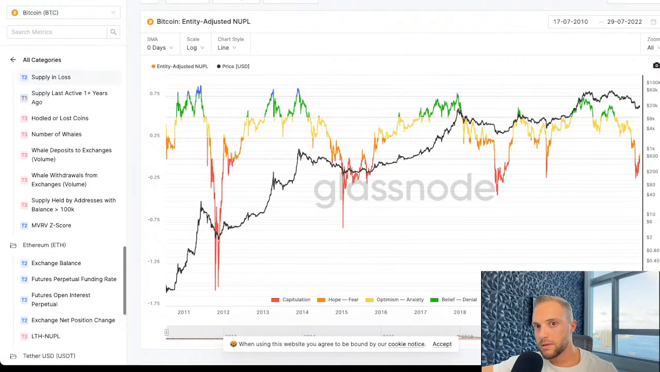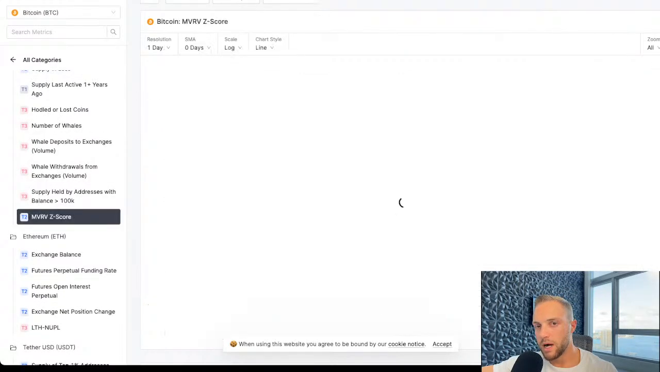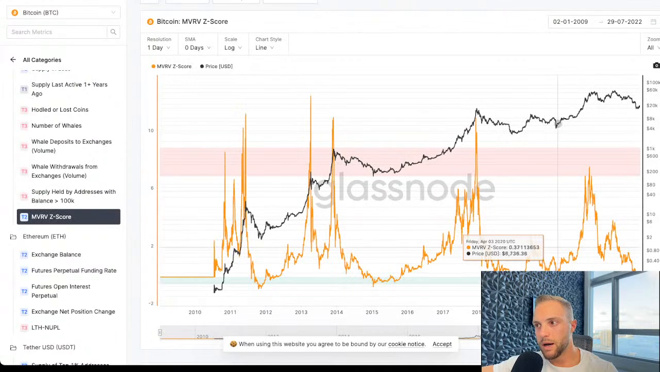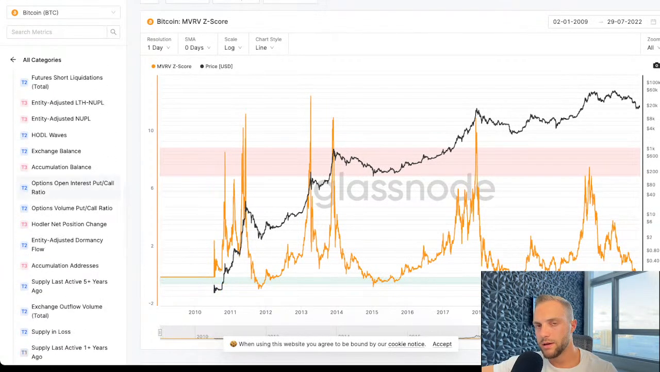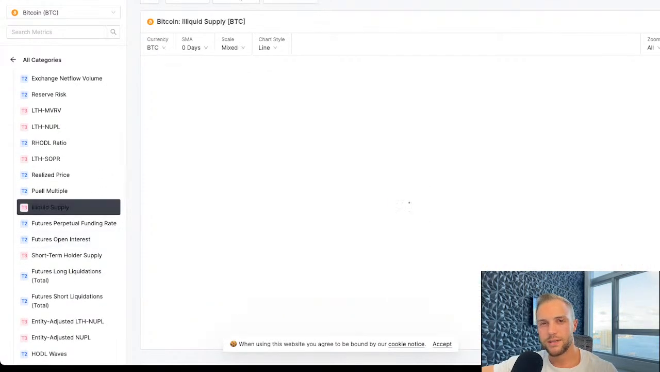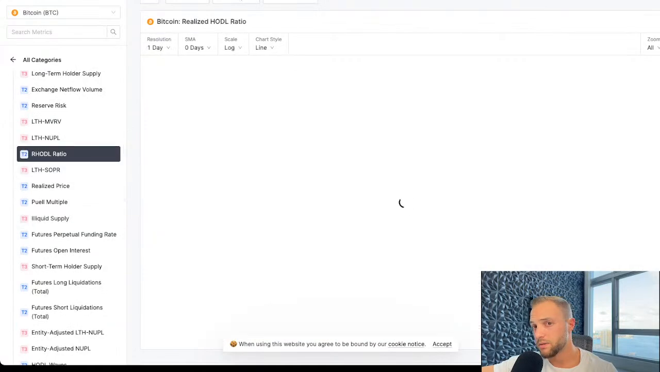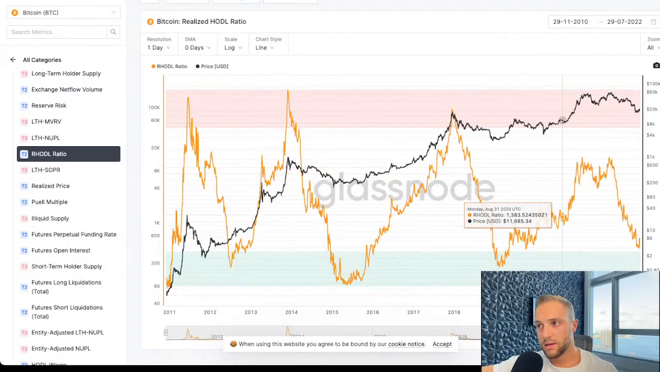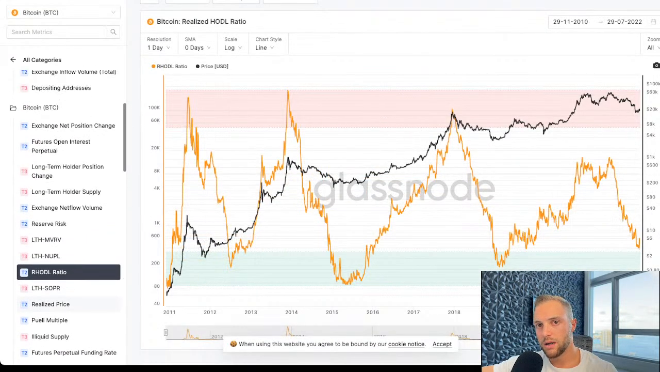What else do we want to look at? Z-score, which is probably my favorite bottoming indicator. It showed us in the buy zone here. And there's a few other things that I'll look at as well, like the R-HODL ratio came really, really close. Not all the way there.